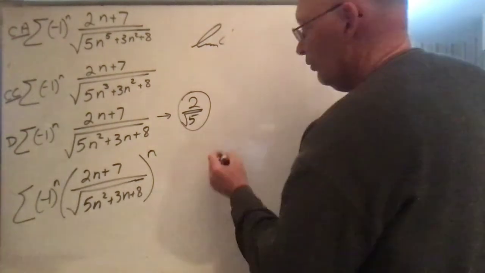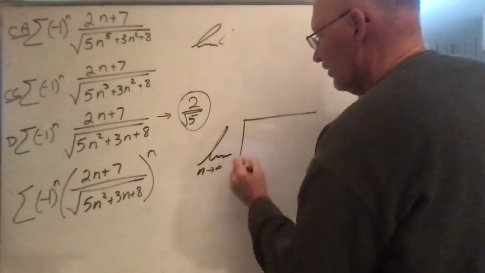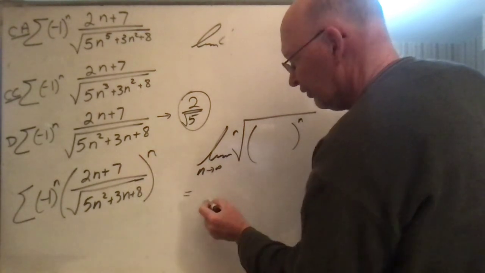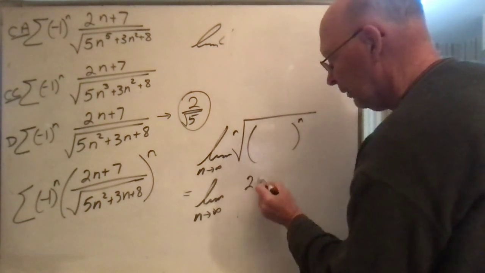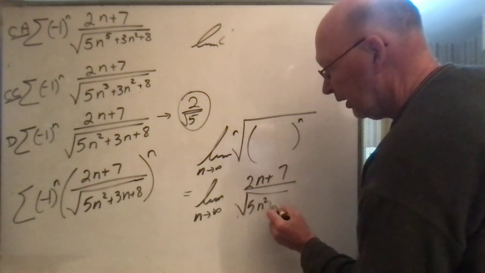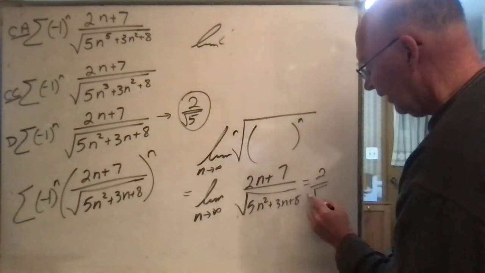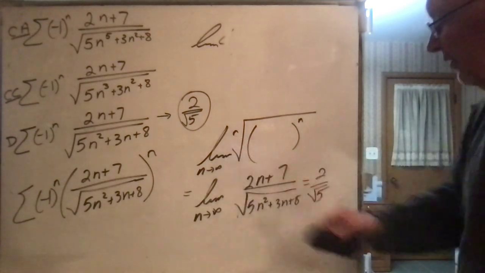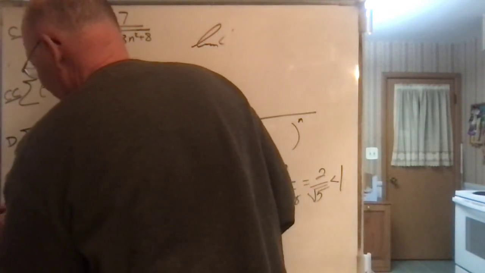Similarly here, if you use the root test on this, what does the root test say? It says I take the nth root of this thing right there, which by the time you do both of those, you're just going to get the insides out. It's going to be 2n plus 7 over square root of 5n squared plus 3n plus 8. And that limit goes to 2 over square root of 5. What's important about this number? Now you've just used the root test, so now what's important is that it's less than 1. Since that's less than 1, this thing converges absolutely.